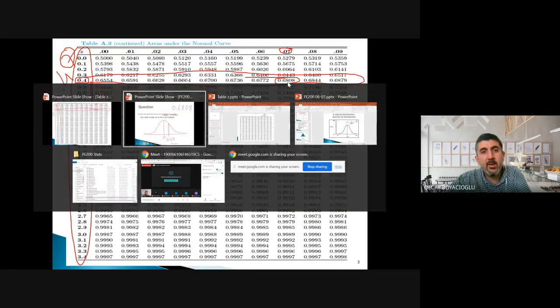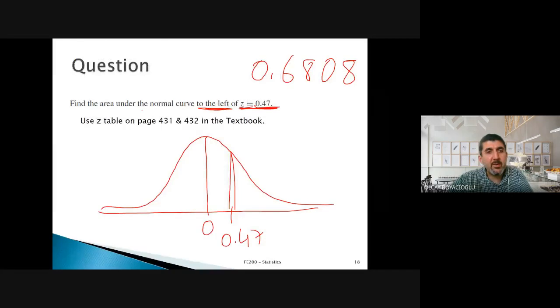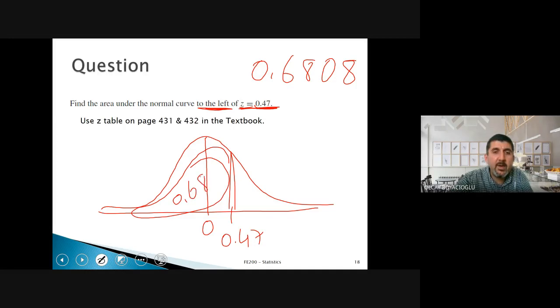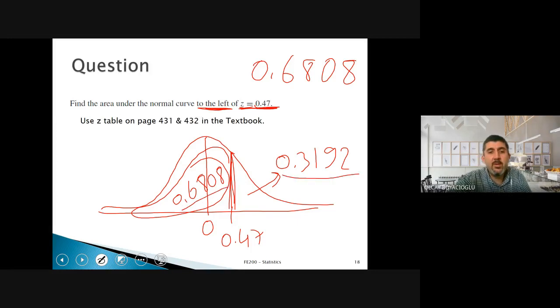0.6808. Was it what I wanted to find out also? Yes, I was supposed to find the area under the normal curve to the left of z value equals 0.47. So that means this area here is 0.6808. What about this area? Just subtract it from 1. So that is 0.3192. This area also, to the right of the z value equals 0.47, is 0.3192. This is the left part.